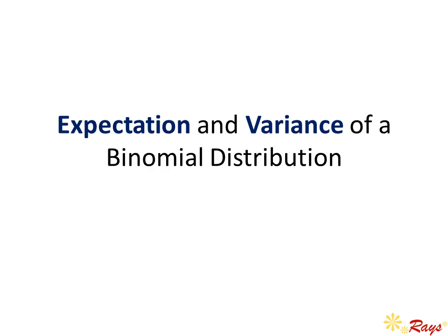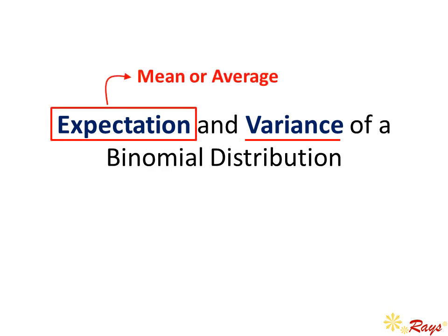We continue with chapter 8, and today we will be looking at example 3. But before we look at example 3, let us see how to find expectation and variance of binomial distribution. Expectation is also known as mean or average.